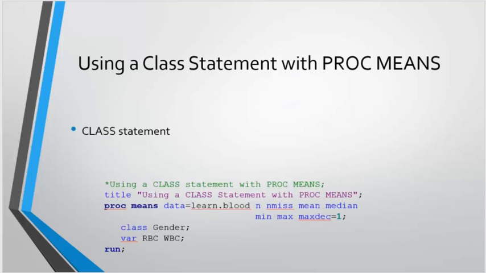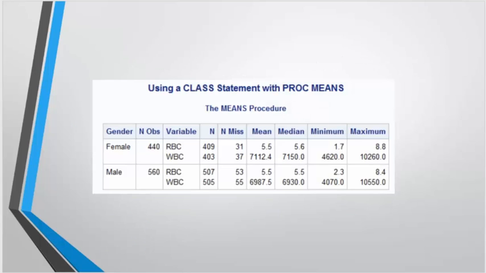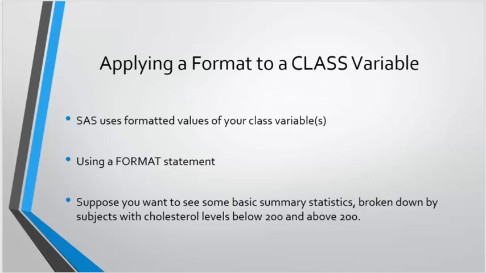The CLASS statement is similar to a BY statement, but it's different when you look at the output in that you'll end up with only one table. You also don't have to sort before using a CLASS statement, but you do have to sort before using a BY statement. Here you can see that gender became the first column, and for each gender it's breaking it down into the two numeric variables that I specified in my VAR statement.